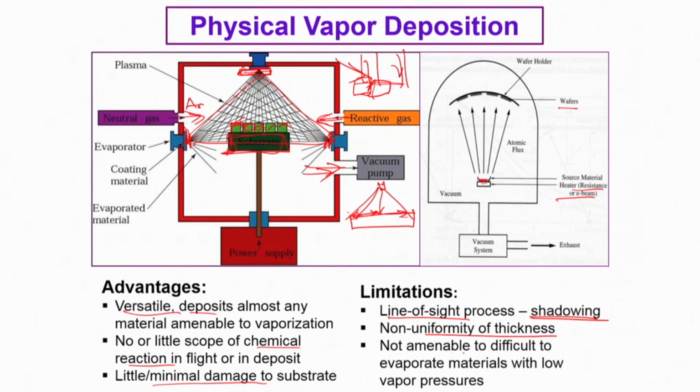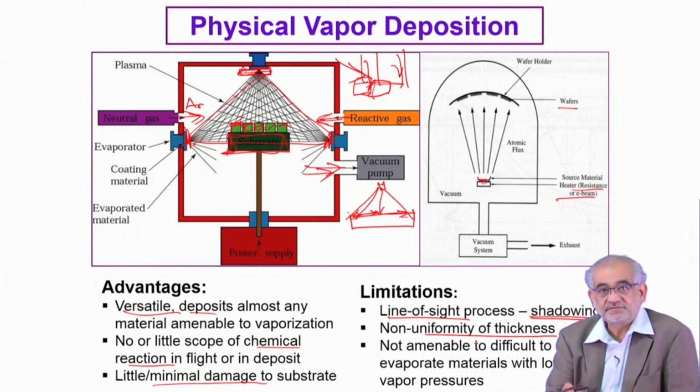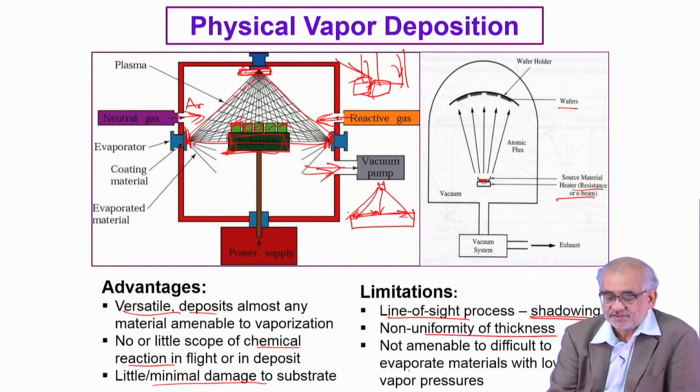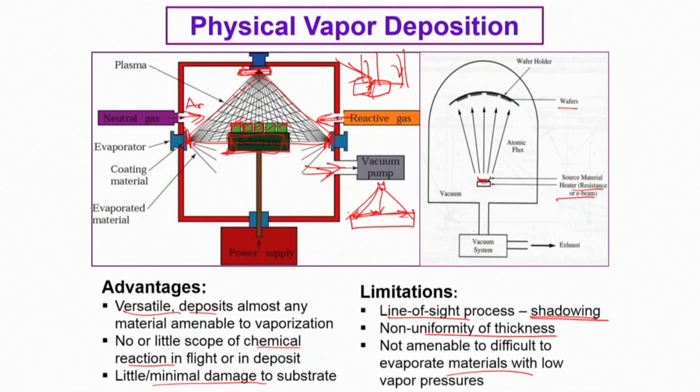This is also difficult. For example, if you are thinking of coating tungsten itself, then it's difficult because the melting temperature and the vaporization temperature is high. So you would rather choose materials which are easy to evaporate, which has high vapor pressure and relatively low boiling temperatures.